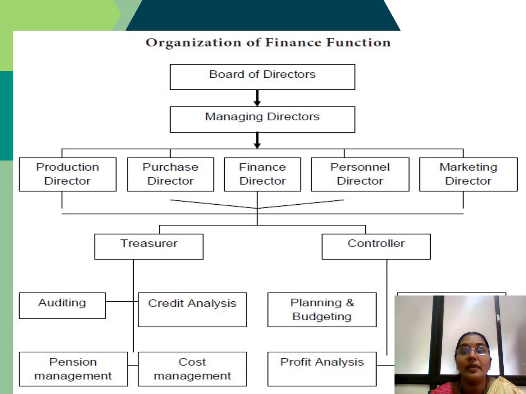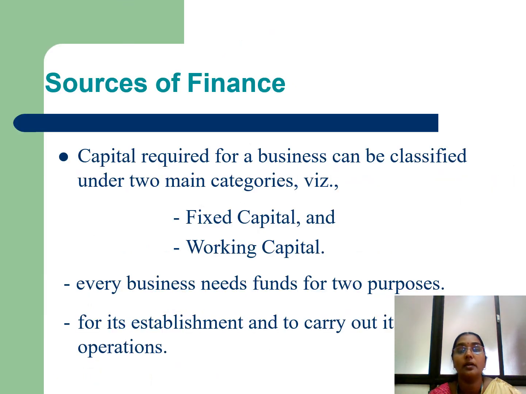Here the organization finance structure is mentioned. First is the board of directors. Under the board of directors come the managing directors. Under the managing directors there are different departments: production, purchase, finance, personnel, and marketing departments. So all the directors come under the managing directors. There are five different departments. Based on the departments, their roles are the production director, purchase director, finance director, personnel director, and marketing director. Here, in this, the finance director's functions come under the finance director functions.